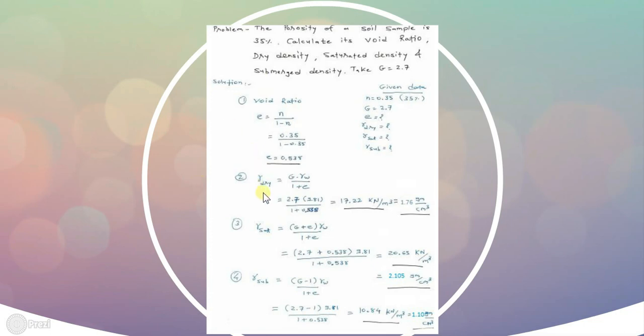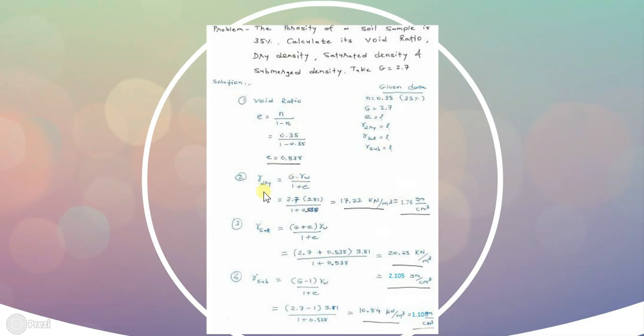So let us find gamma dry: G into gamma W upon 1 plus E. G is given here. Gamma W, by default, is taken as 9.81 kilonewton per meter cube. If you are calculating density with the formula of rho dry, G into rho W upon 1 plus E, then rho W value will be 1 gram per centimeter cube. Generally, unit weight of water is taken as 9.81 kilonewton per meter cube and density of water is taken as 1 gram per centimeter cube.